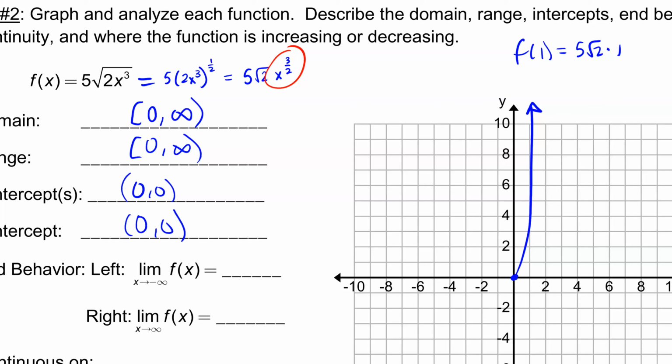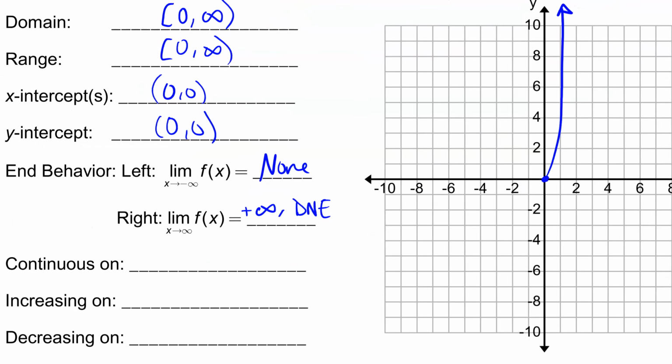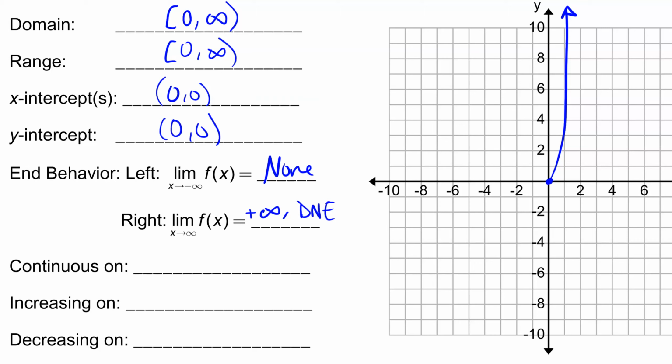Ethan, end behavior. What's the left end behavior? Exactly, there's none. Jake, what's the right end behavior? Exactly. It goes to infinity, comma, does not exist. Andrew G, where are we continuous? Good. So 0 to infinity, and then where are we increasing, Daniel? 0 to infinity. Good. Where are we decreasing, Tal? Nowhere. Perfect.